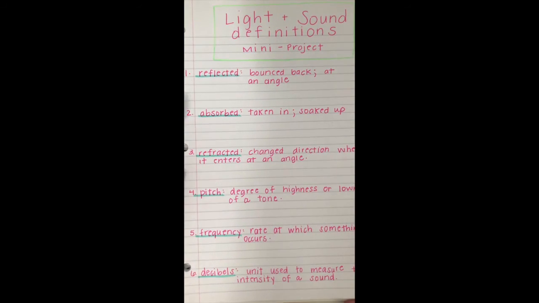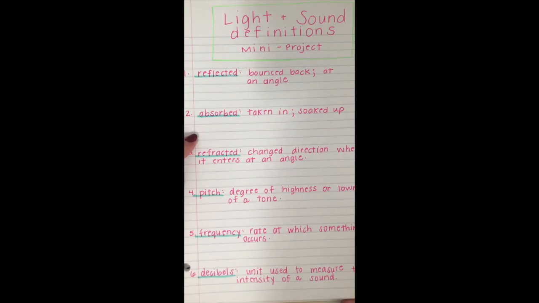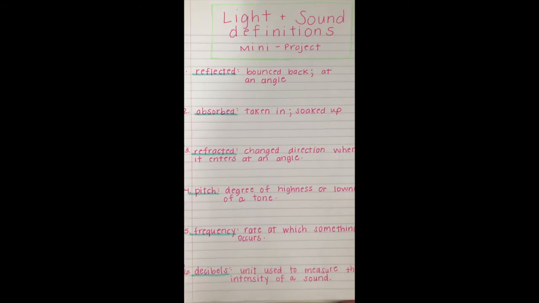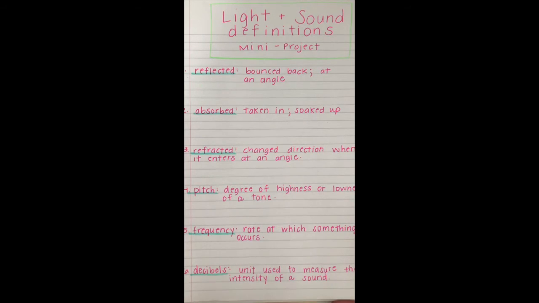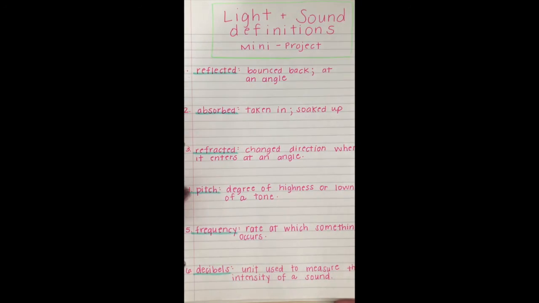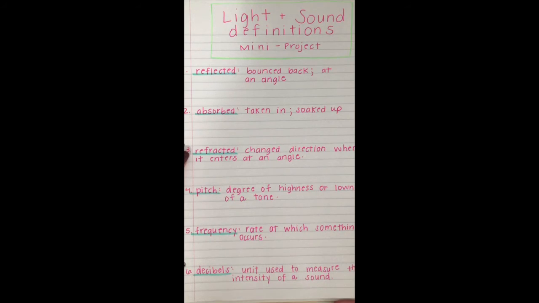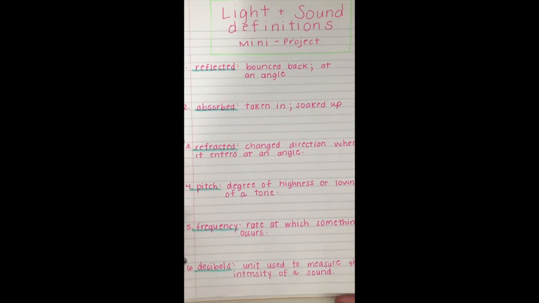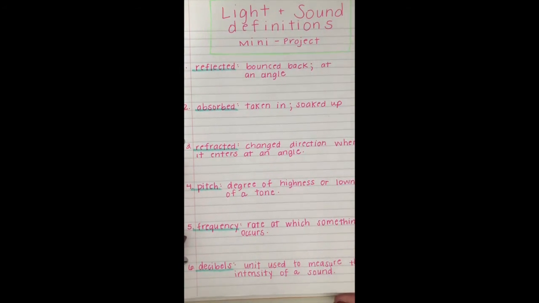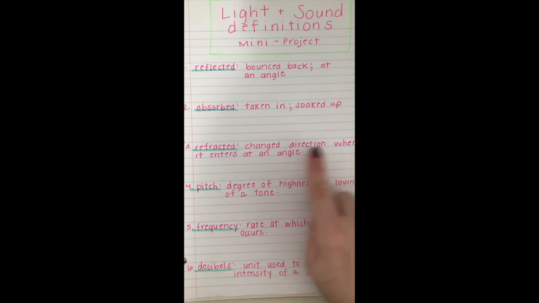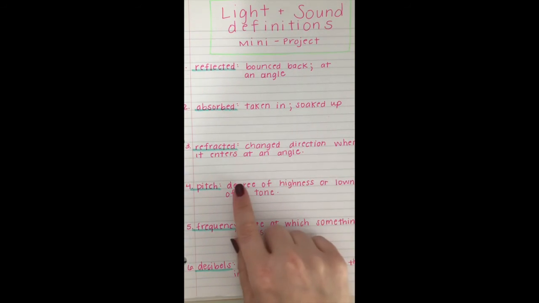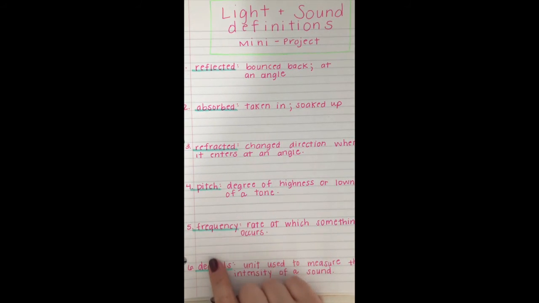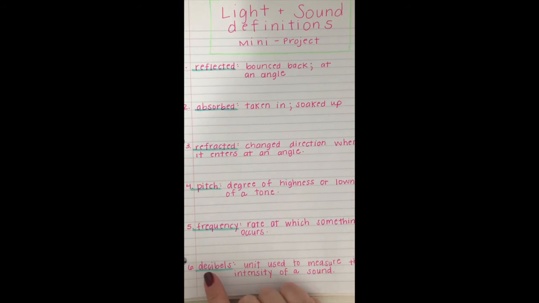For number 2, we have absorbed, which means taken in or soaked up. Like by now we would have learned that the color black absorbs light instead of reflects it, like the color white would. Number 3, we have the word refracted, which is less commonly used, and it means changed direction when it enters at an angle. Then we're going to talk about sound. We have 3 words that describe different sound meanings.